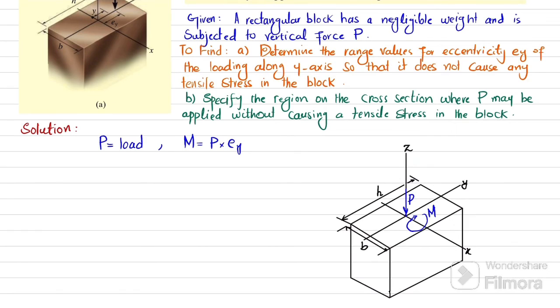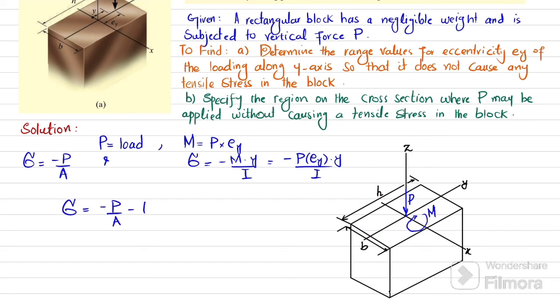Now you can see this is the combined loading where you have the P load that is compressive. So due to this P load, we have stress equal to minus P divided by A, and due to this moment, we will have bending stress that will be equal to minus M into Y divided by I. So if you put the value of M, you will get minus P times EY into Y divided by I. So the total stress will be equal to minus P divided by A minus P into EY into Y divided by I.